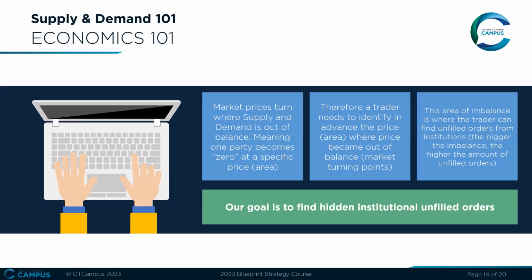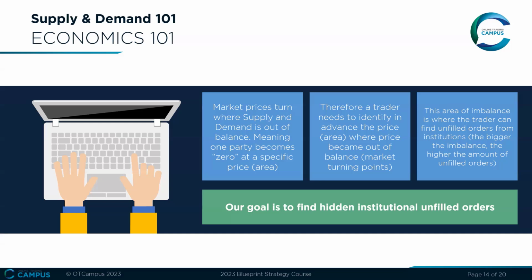Therefore, we as traders must identify in advance those supply and demand areas in the price chart. Now, the Warren Buffett case study showed a clear demand area and a clear supply area for IBM. And these areas of imbalances were where we could find unfilled orders from institutions. As a rule of thumb, the greater the imbalance, the higher the amount of unfilled orders. But the more favorable the fundamentals, the more unfilled orders you will find in those imbalances.